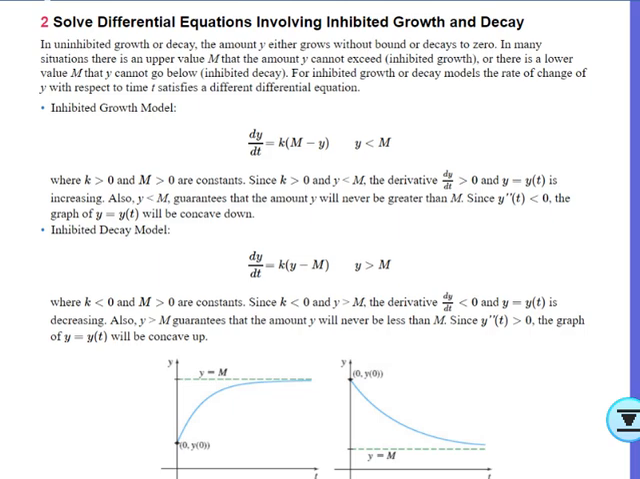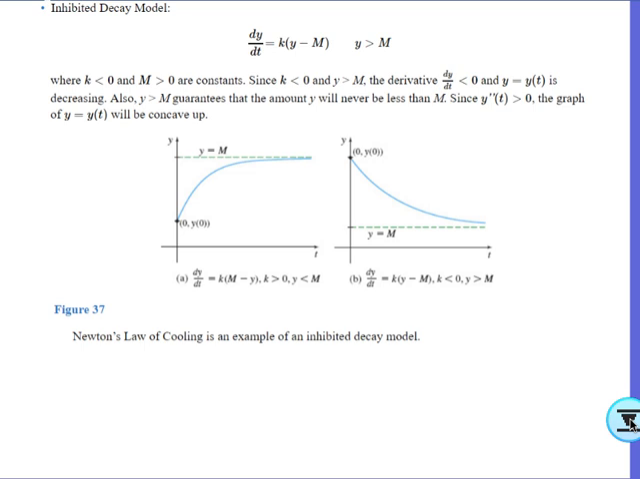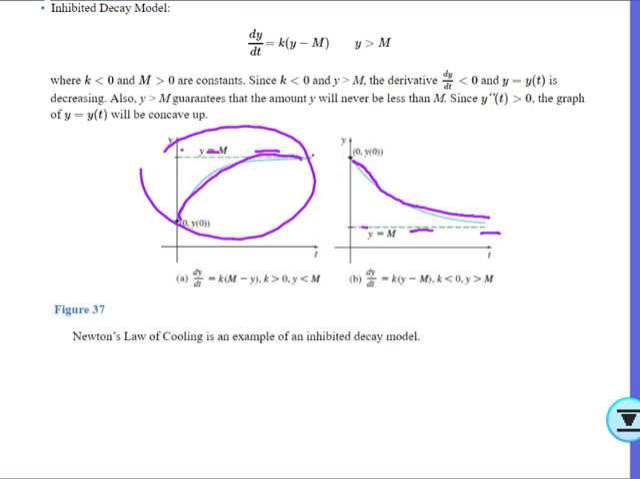Okay, so now we're solving differential equations involving inhibited growth and decay. So you guys can read all this. I'm not going to read it to you. These are our models. The thing that you need to recognize is that you have limits. So it's going to approach some limit that it doesn't go above when it's growing, and it's going to hit some limit that it doesn't go below when it's decaying. So that's just how it works, because things don't grow without bound. Like bacteria, they run out of food, they whatever, let's hope with the coronavirus, right?